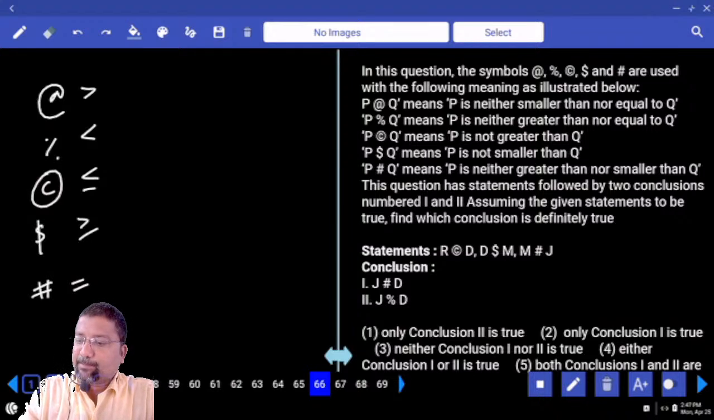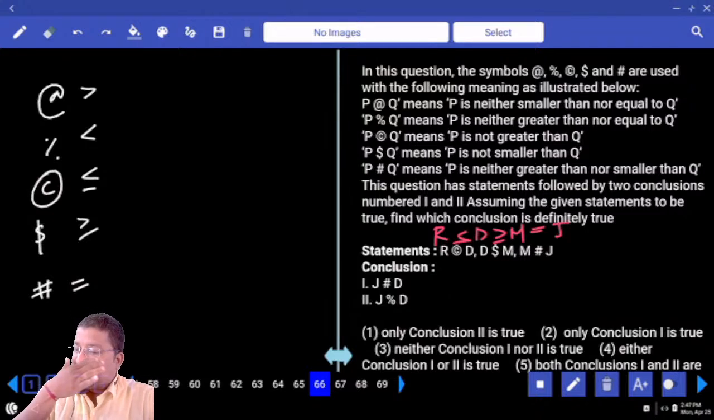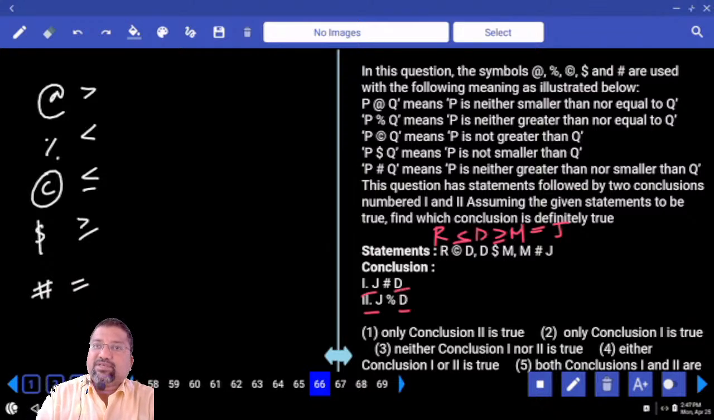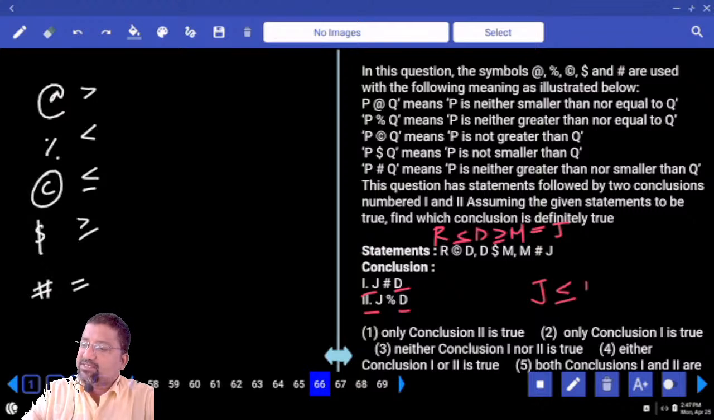R copyright R less than or equals to D. D dollar, greater than or equals to M. M hash equals to J. First conclusion, look at these letters. They are repeating. Yes or no? First, let me know what is the conclusion between J and D. J is less than or equals to D. What does hash mean? Equals to. What does percentile mean? Less than. What's my answer? Either 1 or 2.